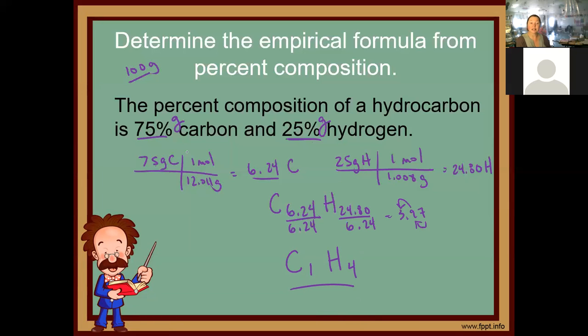So what we do is this. We take our percent and pretend like it's a gram. We just decide that we have 100 grams of stuff. Turn our grams into moles. That mole number becomes the subscript in the formula. But then to get rid of all those ugly decimals, we're going to divide everything by the smallest. 6.24 is the smallest. Divide everything by 6.24. That turns this guy into a 1, and then this guy rounded to a 4.